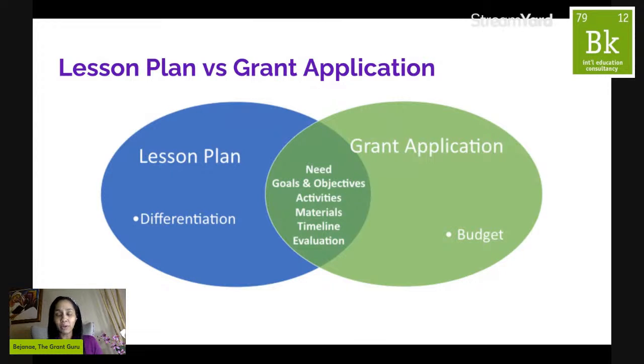And then from there, in your grant application, just like in a lesson plan, you should have goals and objectives. Goals are your overarching things that you want to accomplish, and objectives are a little bit more specific in how you're going to get to those goals. You also have activities. Activities are those learning activities or events that are going to help accomplish the goal and objective. And then what materials will you need to carry out that lesson plan or grant application?